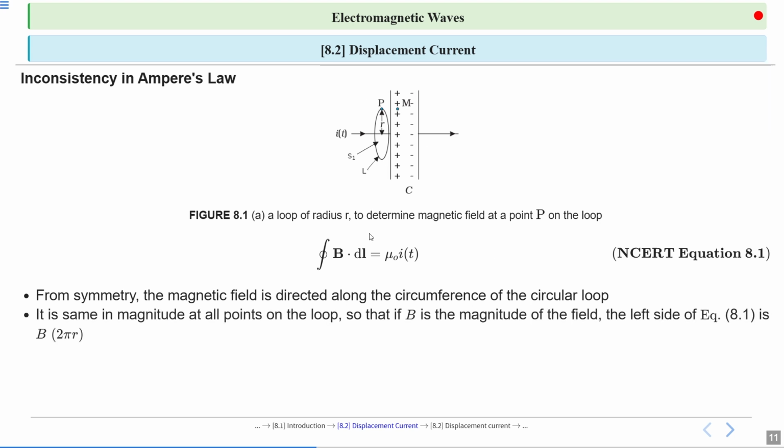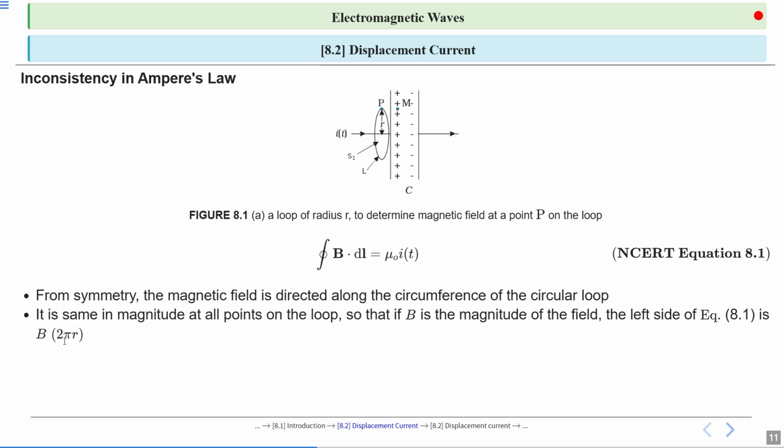It is the same in magnitude at all points on the loop. The direction of the magnetic field at different points will be different, but the magnitude is the same, because we can take any point on this loop and it will be at the same distance r from the wire. Due to this, the magnitude of the magnetic field along this loop is the same at all points. So if we do this integration of B and dl, the integral of dl will become L.